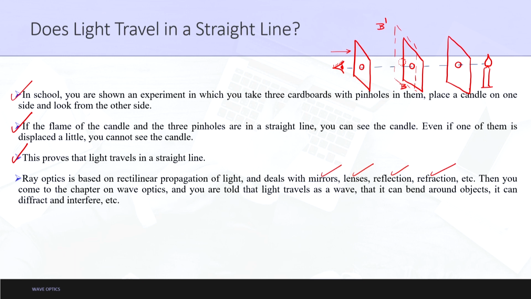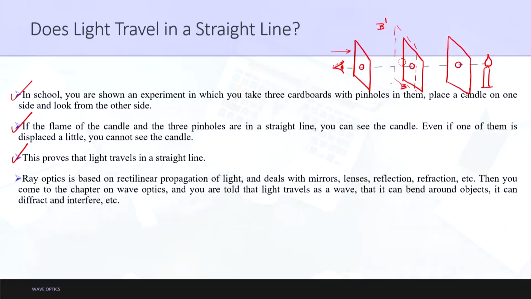Then you come to this chapter on wave optics. Now you are told that light travels as a wave, that it can bend around objects, it can diffract and interfere. When we studied ray optics, we talked about convex lenses, concave lenses, refraction, reflection, laws of reflection, laws of refraction, etc. But with waves, in the subsequent lectures we will get to know the concepts of wave front, Huygens principle, interference, diffraction. So, the properties depicted are also different.